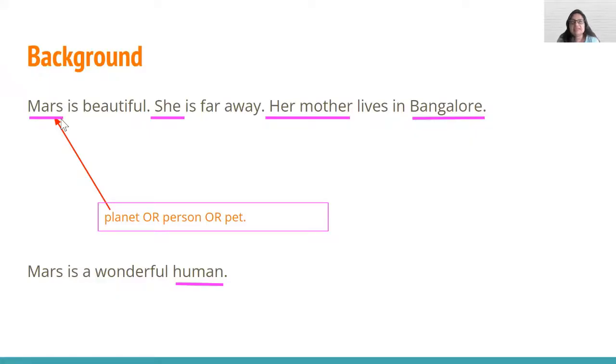Then let's say this is a very long paragraph, and by the time you get to the end of the paragraph, the last line reads, "Mars is a wonderful human." That is when you've actually resolved the context, right? Now you know that this is a human. This is the problem that Attention Is All You Need was talking about.